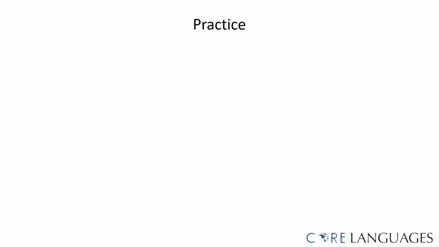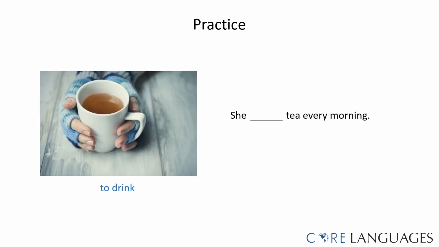Let's practice. Look at the pictures and the example verb and try to complete the sentence. The verb is to drink. She tea every morning. Drink is an irregular verb. She drank tea every morning.